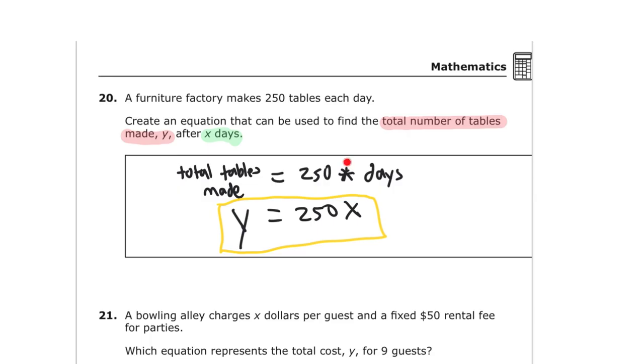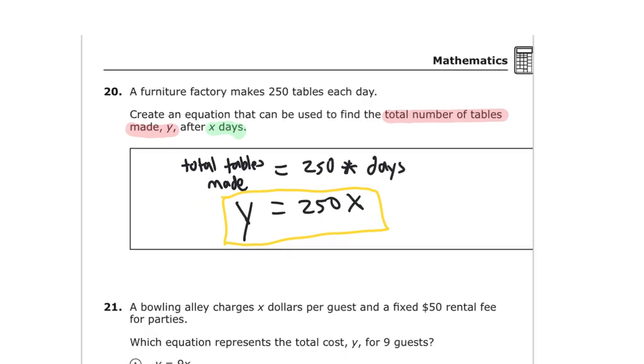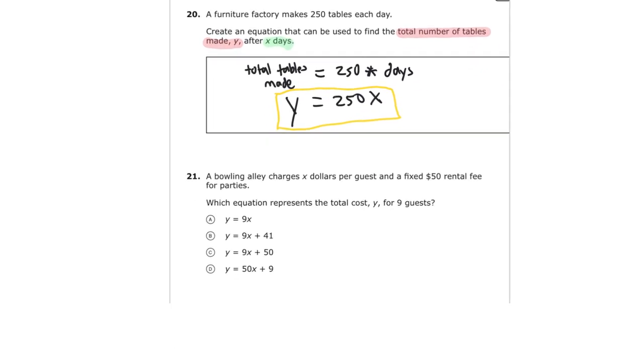By the way, that's why I keep using asterisks to represent multiplication, because I want to make sure it's very clear that we're no longer using this sort of X to represent multiplication, because X at this level of math is more often than not a variable. And in this case, the variable represents days. So the yellow box is the answer.